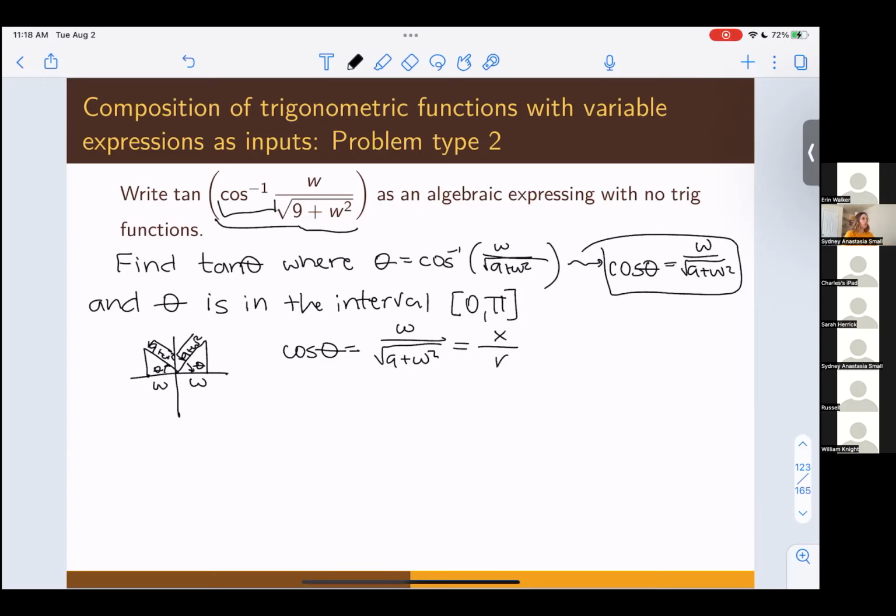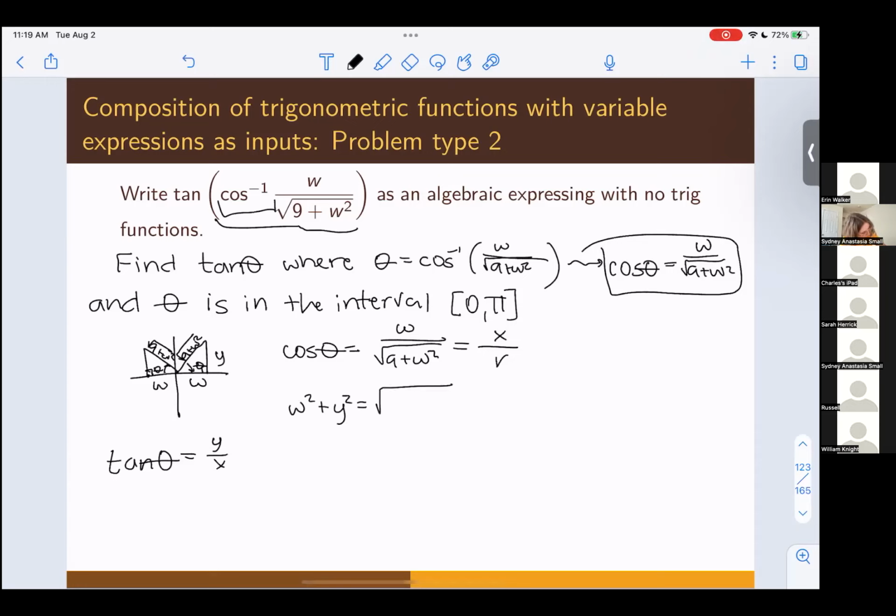Solving for our missing y value, I know that w squared plus y squared is equal to the square root of 9 plus w squared, quantity squared. That gets rid of the square root, since squaring a square root gets rid of it. So w squared plus y squared equals 9 plus w squared. Subtracting w squared from both sides, I get that y squared is equal to 9, which gives me that y is equal to plus or minus 3. Is my y value positive or negative? It is positive. We are only working on the positive part of the y-axis, so we can conclude that y equals 3.